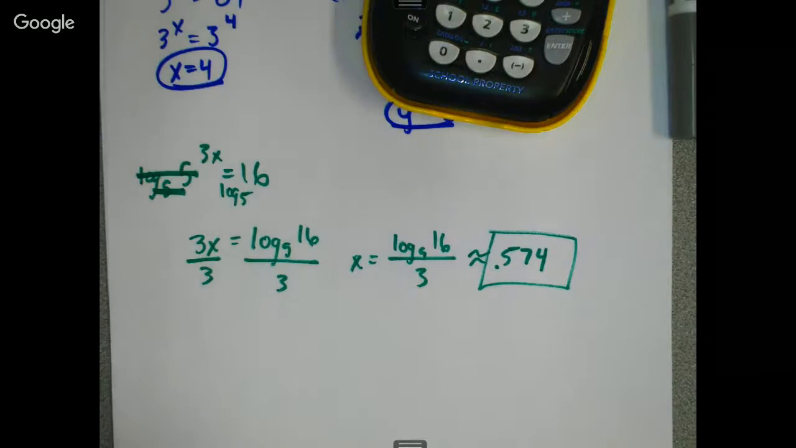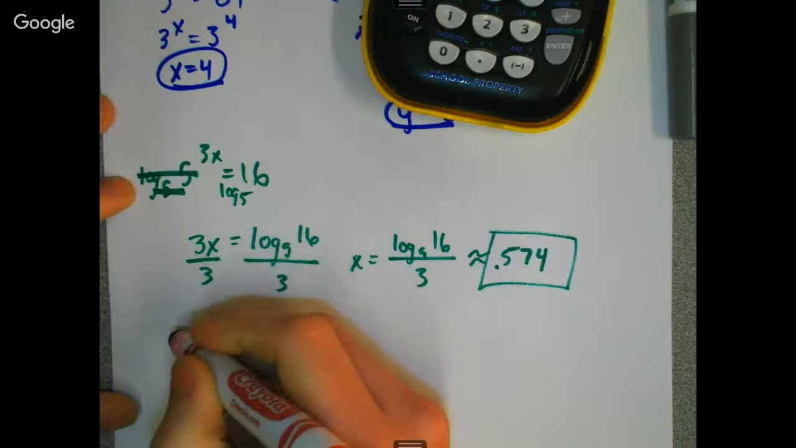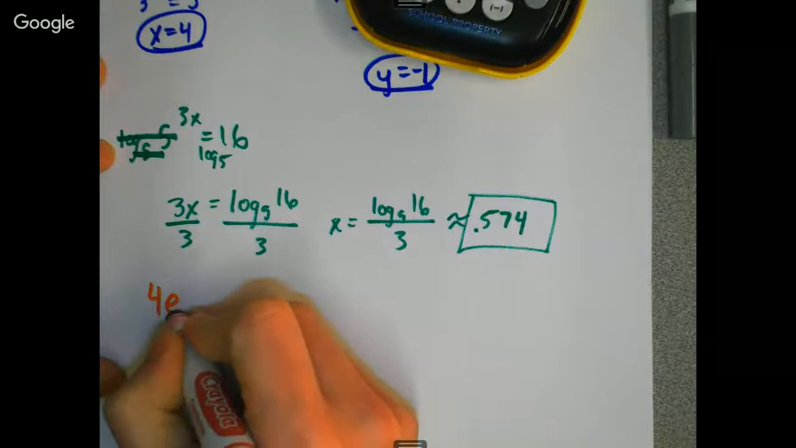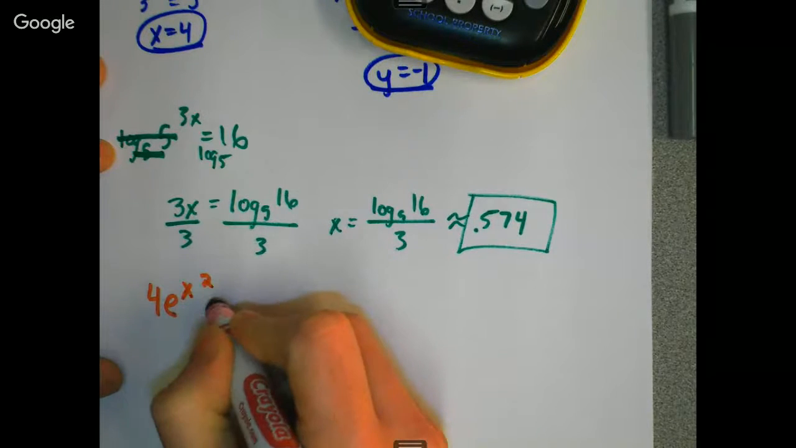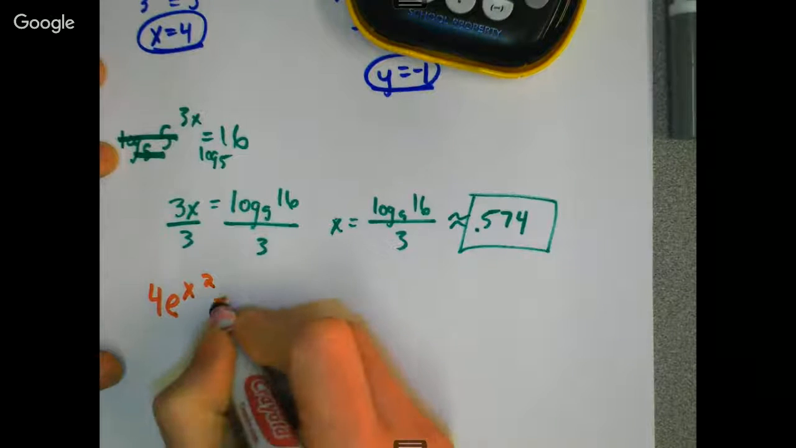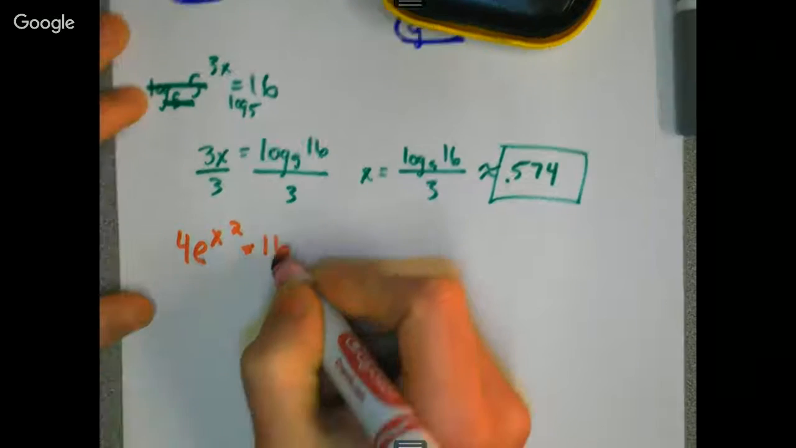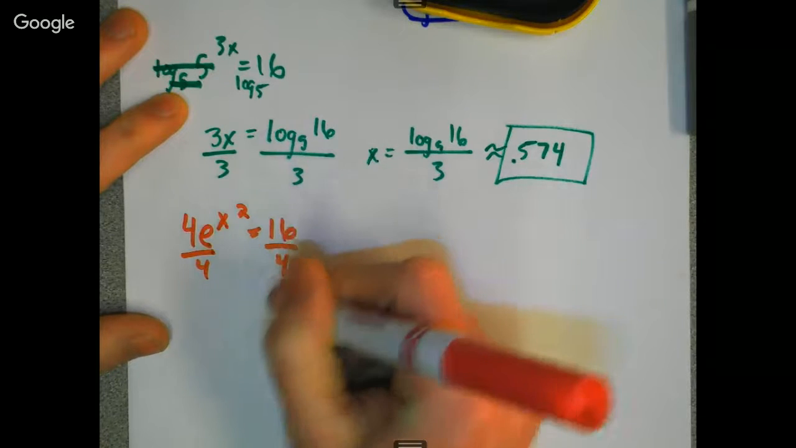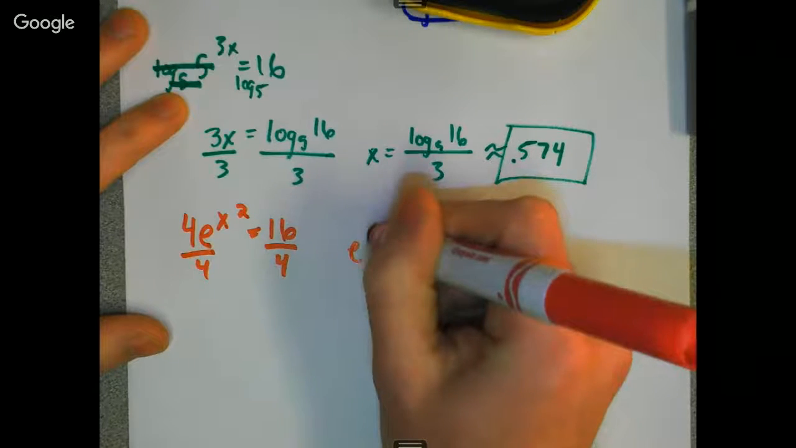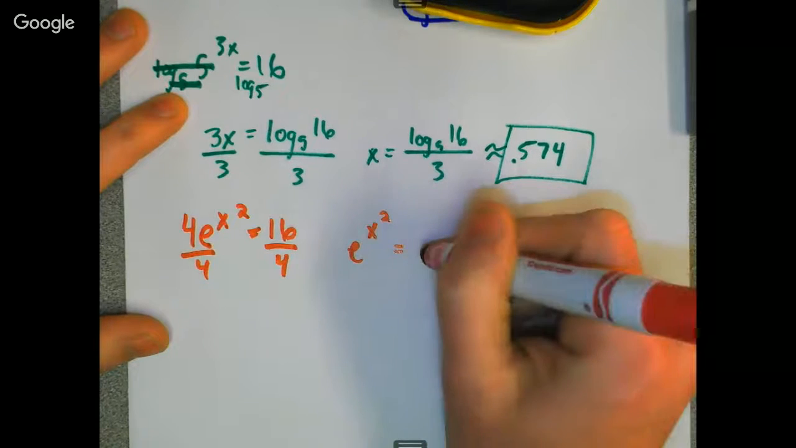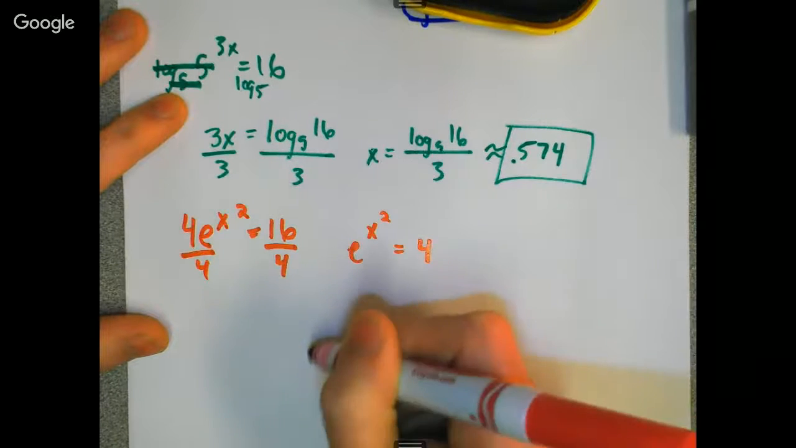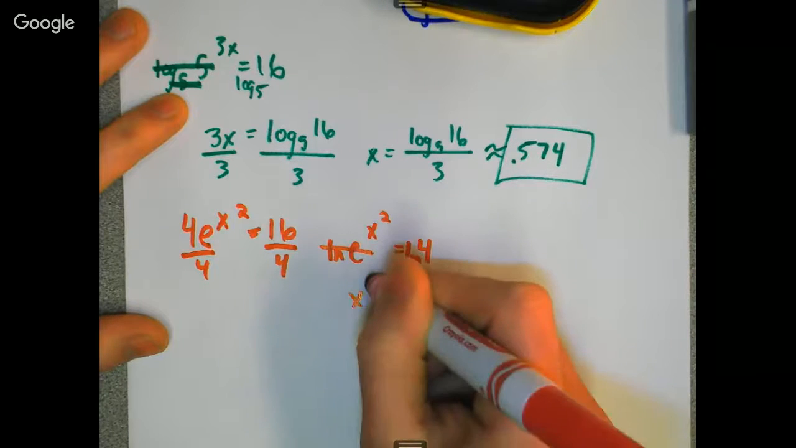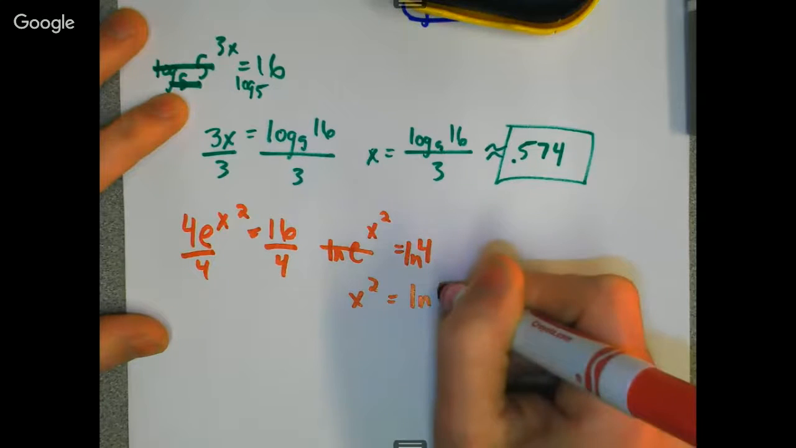Let's look at this one. Let's say 4e to the x squared equals 16. Okay, so we're going to divide by 4 because I have to isolate that base value. So I have e to the x squared equals 4. We're going to take the ln of both sides. So those cancel. I get x squared equals ln of 4.